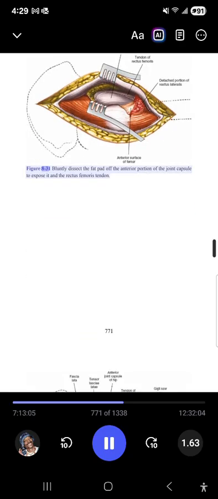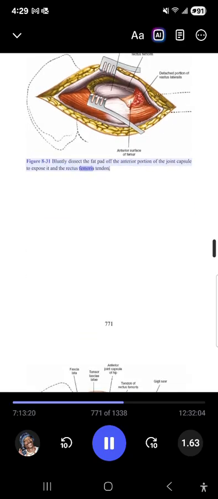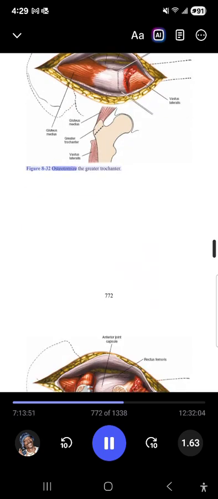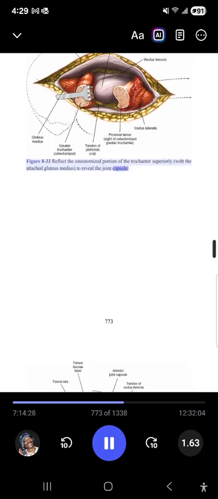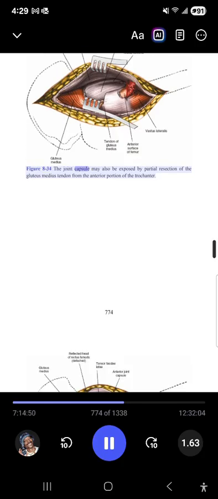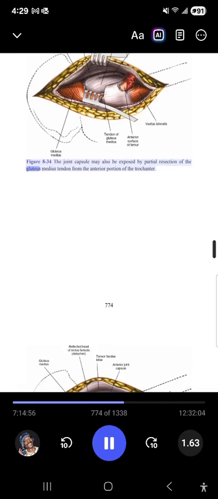Figure 8-31. Bluntly dissect the fat pad off the anterior portion of the joint capsule to expose it and the rectus femoris tendon. Figure 8-32. Osteotomize the greater trochanter. Figure 8-33. Reflect the osteotomized portion of the trochanter superiorly with the attached gluteus medius to reveal the joint capsule. Figure 8-34. The joint capsule may also be exposed by partial resection of the gluteus medius tendon from the anterior portion of the trochanter. Figure 8-35.